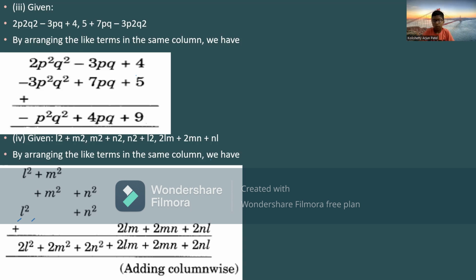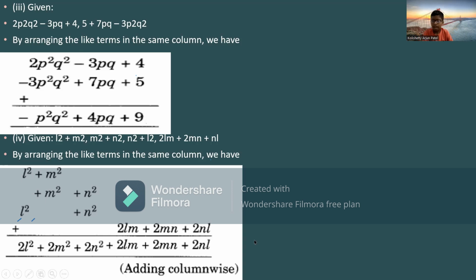Same thing applies on the second one. But you can take it as 7 PQ minus 3 PQ. How much is that? Different signs, subtract them, and keep the sign which is of the greater number, which has plus sign. 7 minus 3 is 4. So there you go, 4 PQ. So we can directly add them. 4 plus 5 is 9.